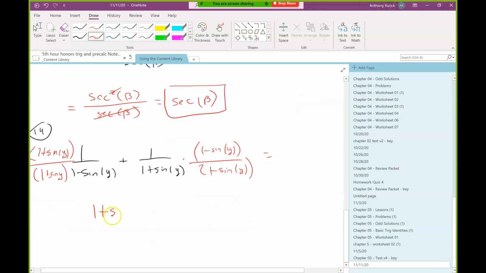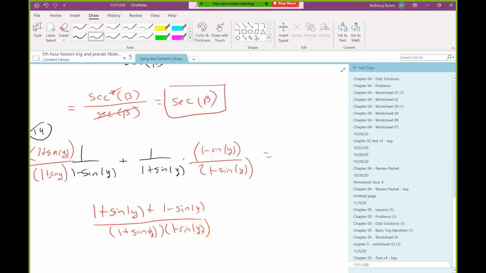So that's going to give me 1 plus sine y plus 1 over 1 plus sine y. Now if I look at the numerator, I can combine like terms up there. So 1 plus 1 is 2, and sine y just 0. So I'm just left with 2 up there.